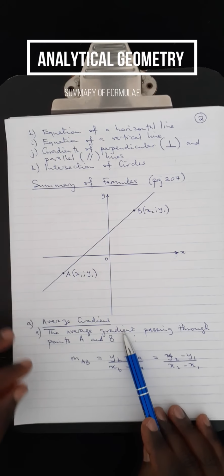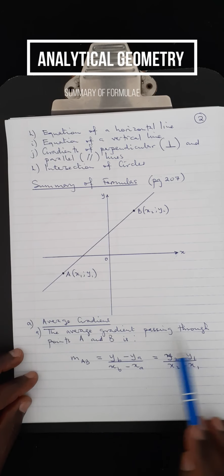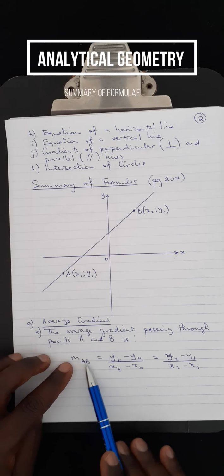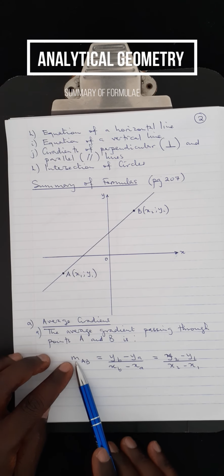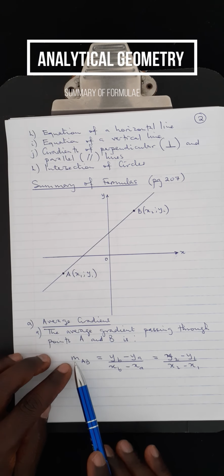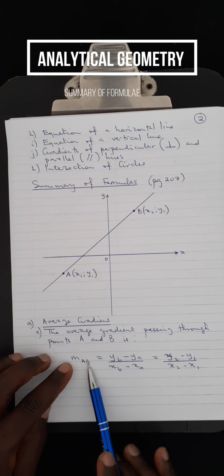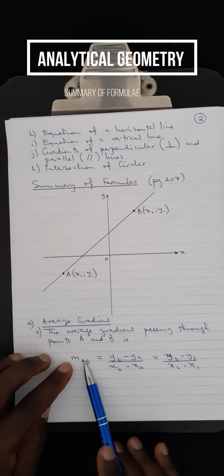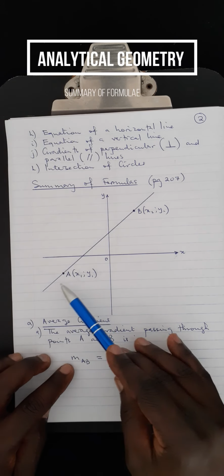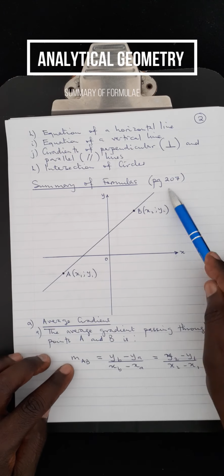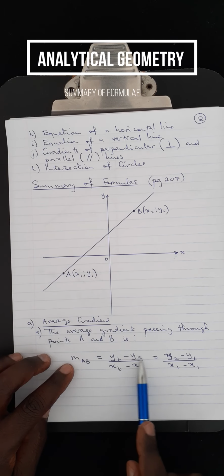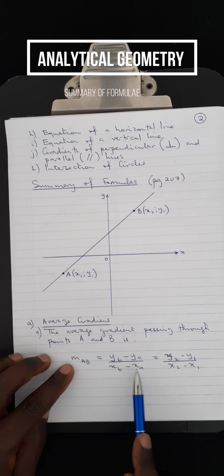The formula that we use is the average gradient passing through points A and B, which will be calculated as follows. MAB, M is a letter that we use to indicate the gradient. So we read this as the gradient of the line AB. Usually we write the name of the line as a subscript here. So the gradient of the line AB, the slope of this line, how do we calculate it? This is the formula. We have YB minus YA divided by XB minus XA.